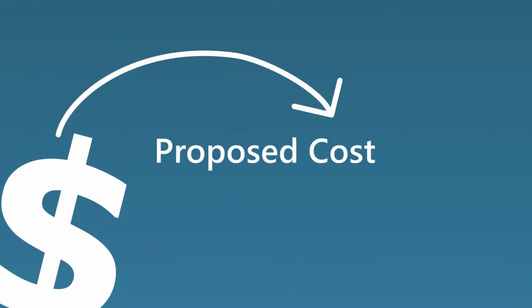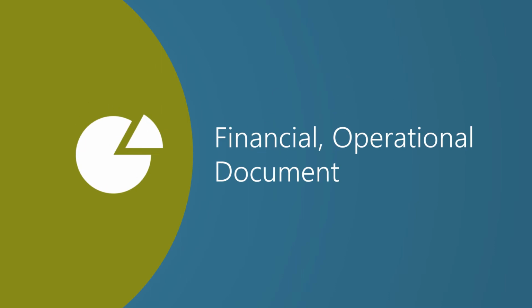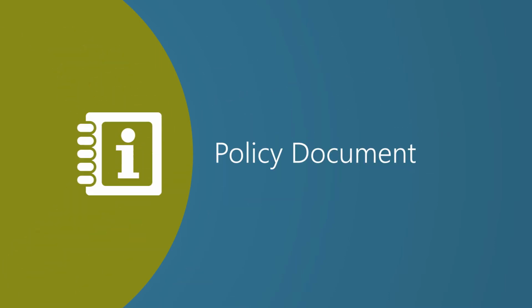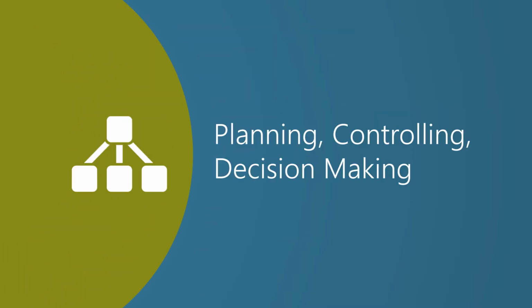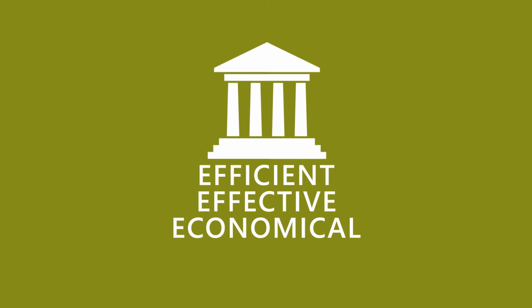A budget is the master financial plan of the municipality, showing the proposed cost for each function of activity and the proposed means of financing them. Its main purposes are to serve as a financial and operational document, to serve as a policy document, and to be used for planning, controlling, and decision-making. A well-defined, sound budgeting process is part of an efficient, effective, and economical government entity.